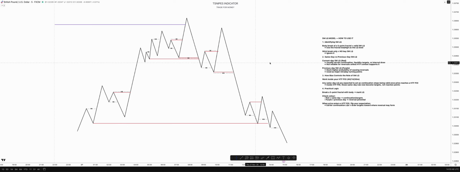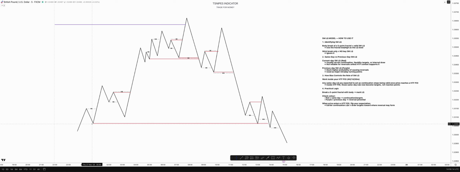So when identifying 5-minute liquidity, a body break of a 5-point fractal high is a valid 5-minute liquidity. Use a fractal high or low as the liquidity level. Say for example we break a fractal high here with a body, as we do on this diagram. The low in this example, because we break to the upside, would be the 5-minute liquidity point.